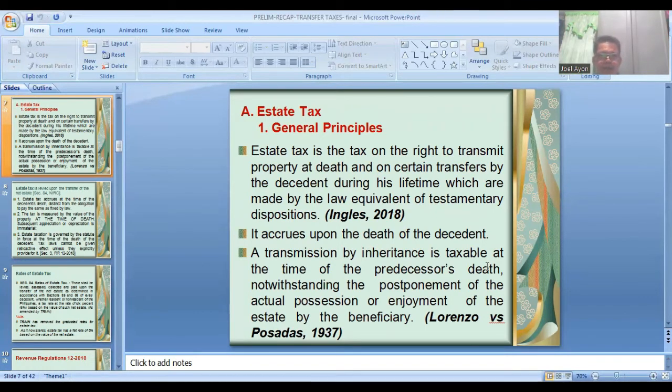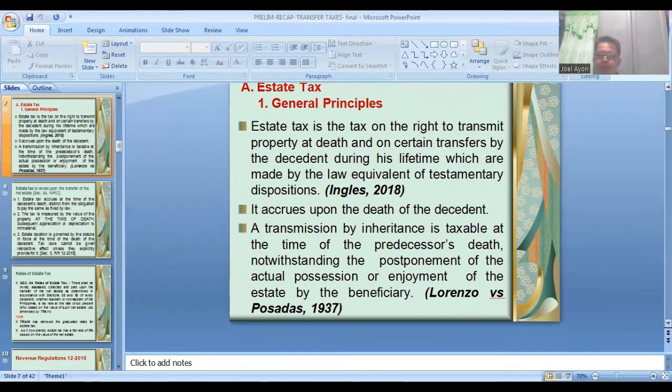Also, the estate tax accrues upon the death of the decedent, meaning it will only be legally enforceable or start upon or after the death of the said decedent. Likewise, a transmission by inheritance is taxable at the time of the predecessor's death, notwithstanding the postponement of the actual possession or enjoyment of the estate by the beneficiary. It is discussed in the case of Lorenzo versus Posadas in 1937. All right, moving forward.